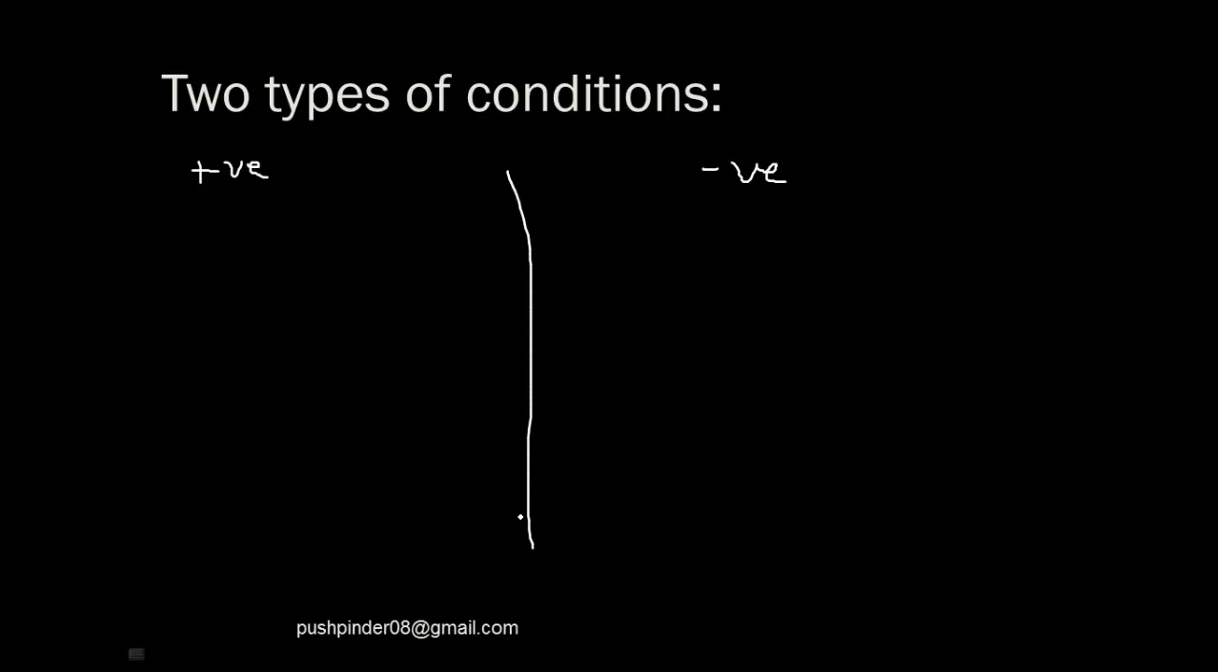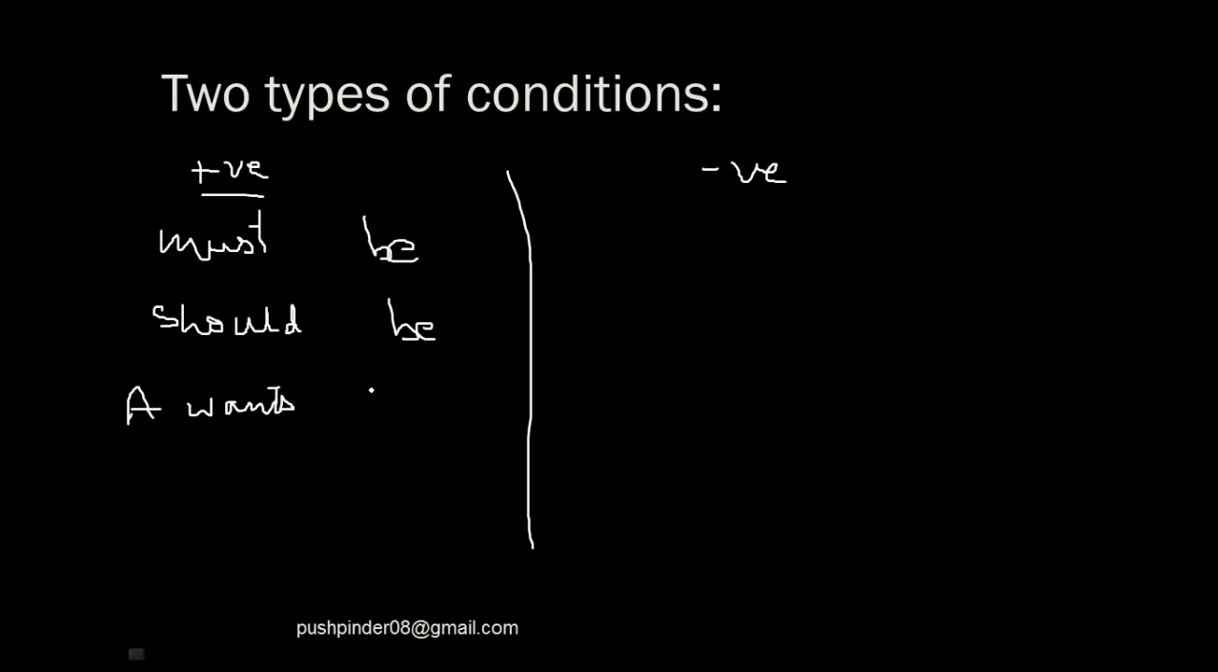What is the difference between them? Positive conditions are those relating to must be or should be. Let's suppose 5 boys want to sit on 5 chairs and I say boy A wants to sit on chair number 1. This is a positive condition. If boy A wants to sit on the first chair, that is a positive condition. If he does not want to sit on the first chair, this is a negative condition.